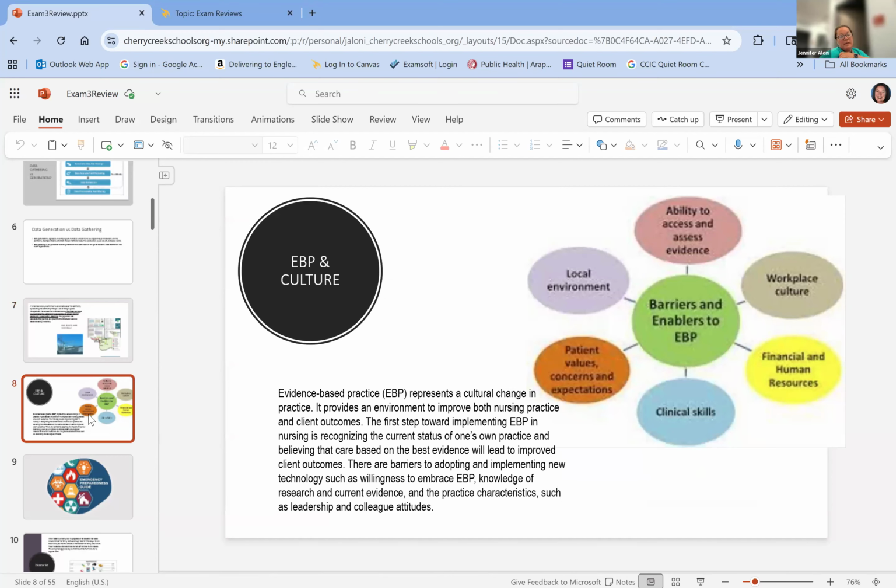We spoke about evidence-based practice in week 7, and that's a cultural change in practice. So it's going to bring improvement to both the nursing practice and to client outcomes. Our first step is always recognizing the current state of a practice and believing that care is based on best evidence, which is going to be our evidence with our different types of studies and things. Some barriers we see are adopting new technologies, knowledge of research and current evidence, and leadership and attributes of our colleagues.